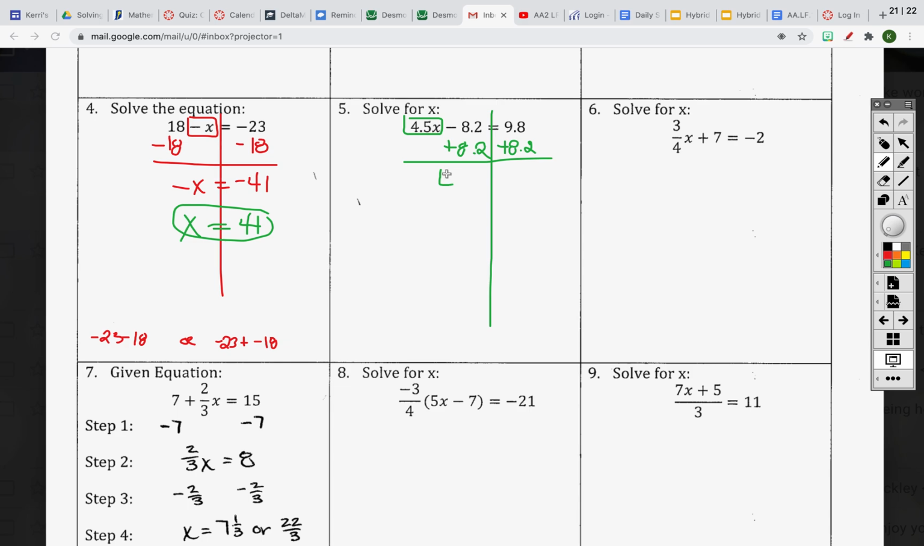So we bring down our variable term. We don't lose our decimals. We don't lose anything else. It was 18. Divide both sides by 4.5. So we have 18 divided by 4.5. X is equal to 4.